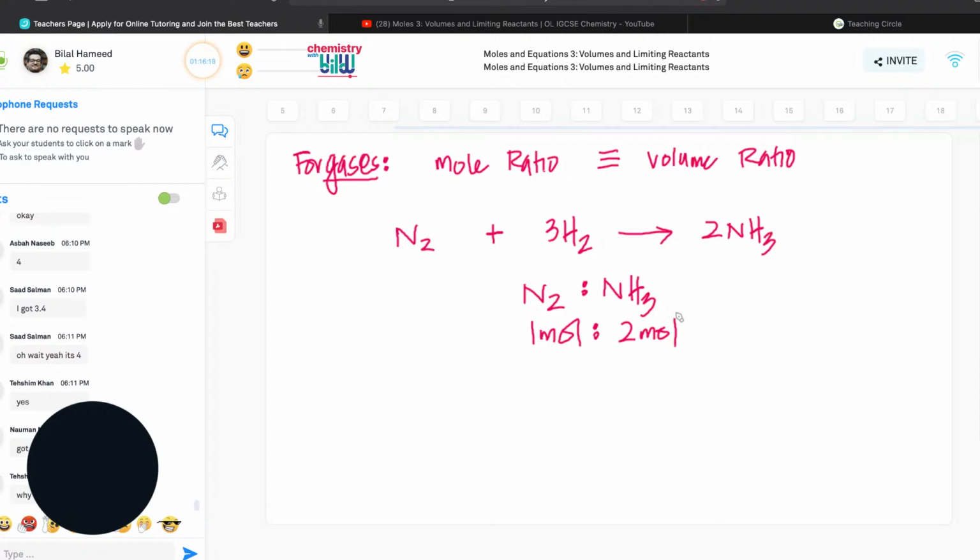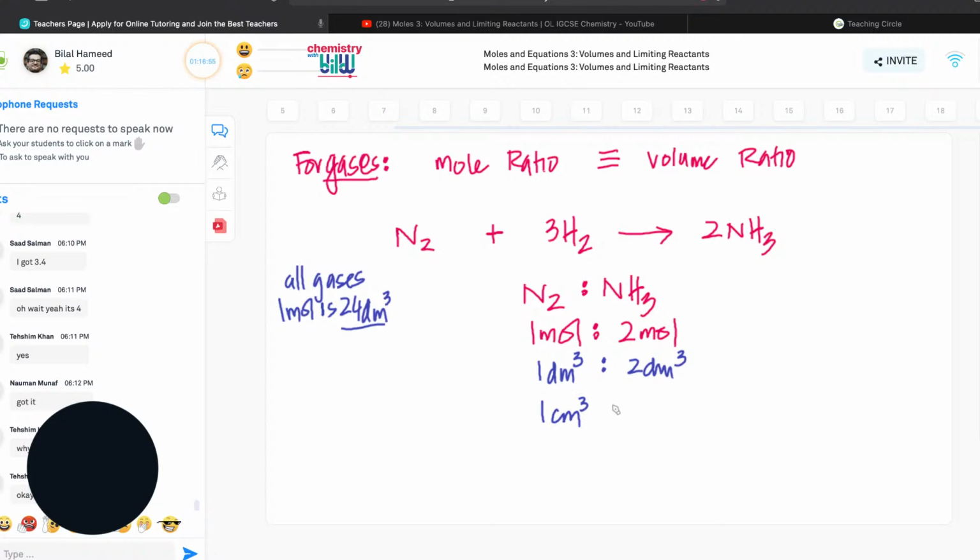Just take it, I said don't ask me right now, I don't want to explain the why. It's to do with the fact that 1 mole of every gas is 24 dm cube, while I cannot say this for liquids and solids. For each compound 1 mole is a different mass, but for all gases 1 mole is 24 dm cube. Now what I'm saying is that 1 mole is to 2 moles as 1 dm cube is to 2 dm cube, or 1 cm cube is to 2 cm cube.